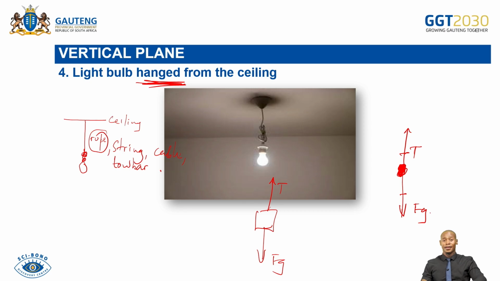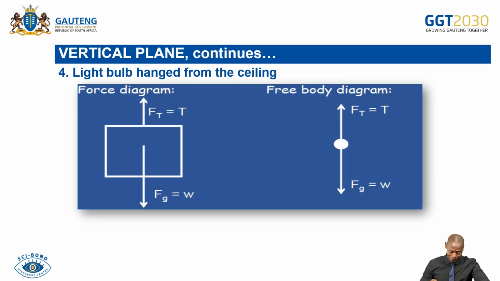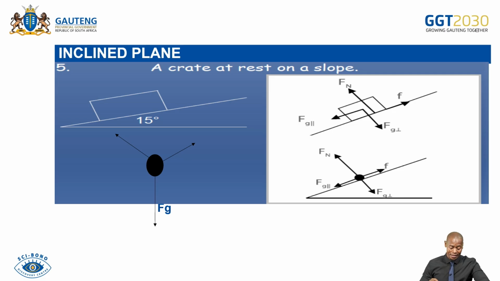Alright, then that is the vertical plane. When it comes to the vertical plane, there's no normal force because there's no surface there. Remember, it's the force exerted by a surface on an object that is in contact with it. So there's no normal force on the vertical plane. Now let's move to an inclined plane: a crate at rest on a slope.